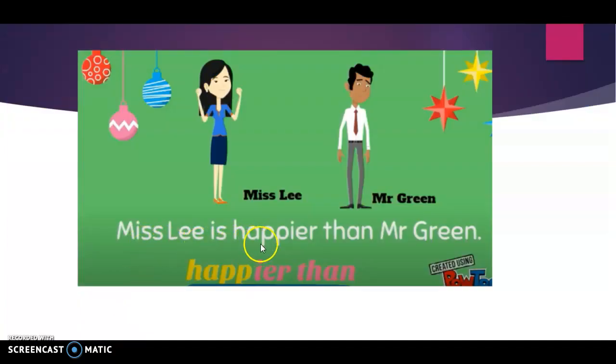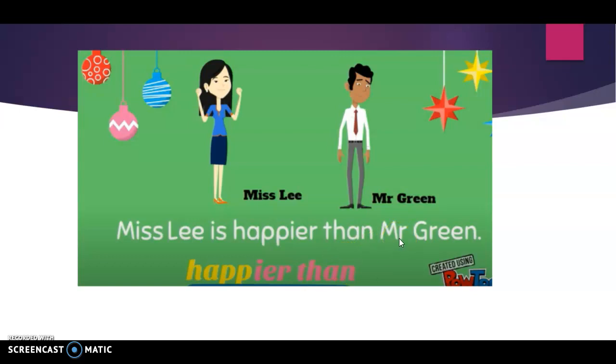Miss Lee is happier than Mr. Green. What do we notice here? We have 3 red letters, but letter Y disappeared. So, before adding ER, we need to change Y into I, and of course, we find again than in front of the second element.